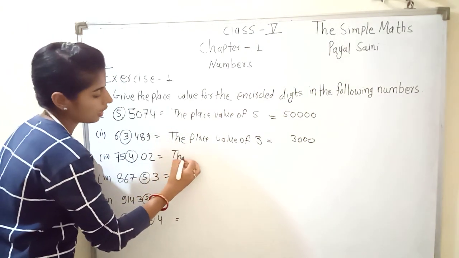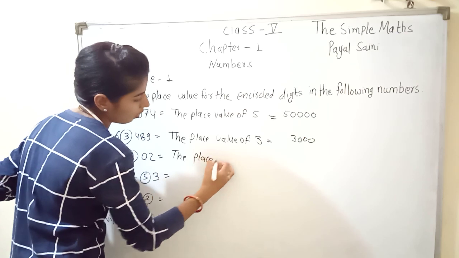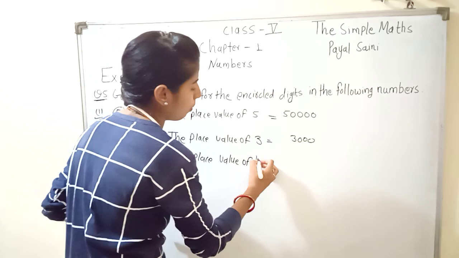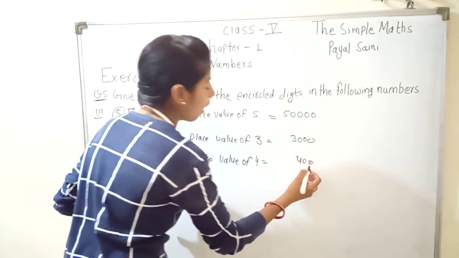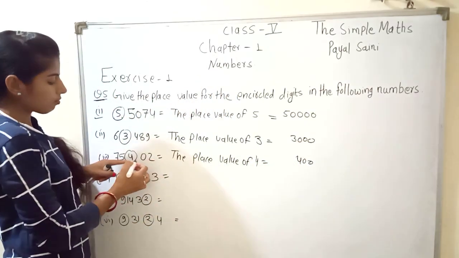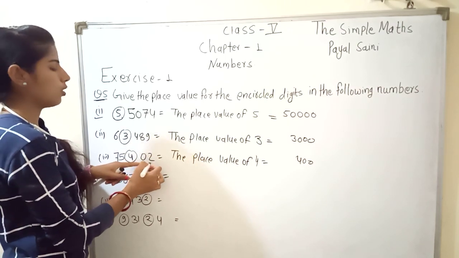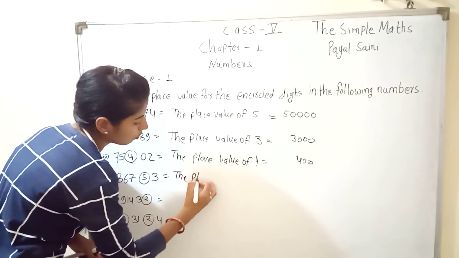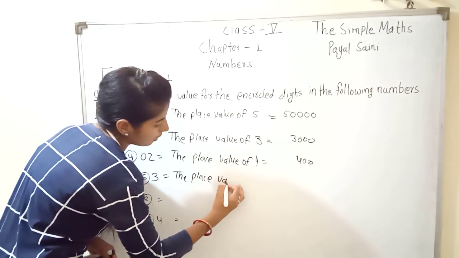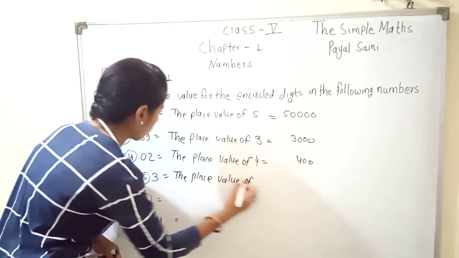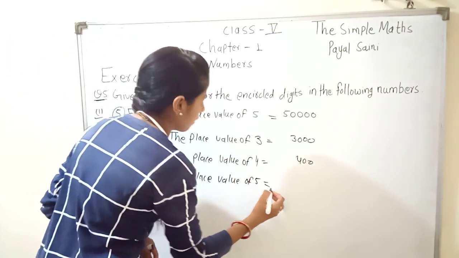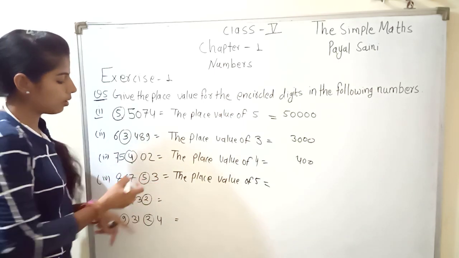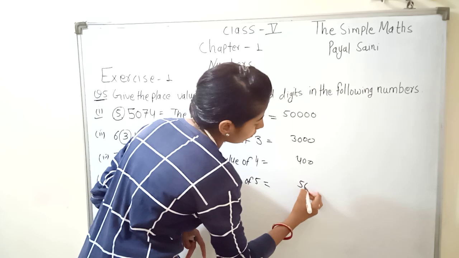Then next, the place value of 4 is 400. How is it 400? After the 4, how many digits? 1, 2. Then we write two zeros. Then next, the place value of 5. We can see here the circle is on 5. After the 5, how many digits? Only 1. Then we write 1 zero.